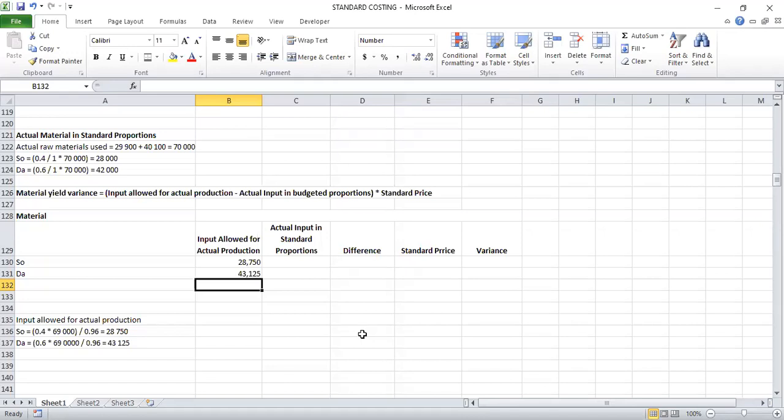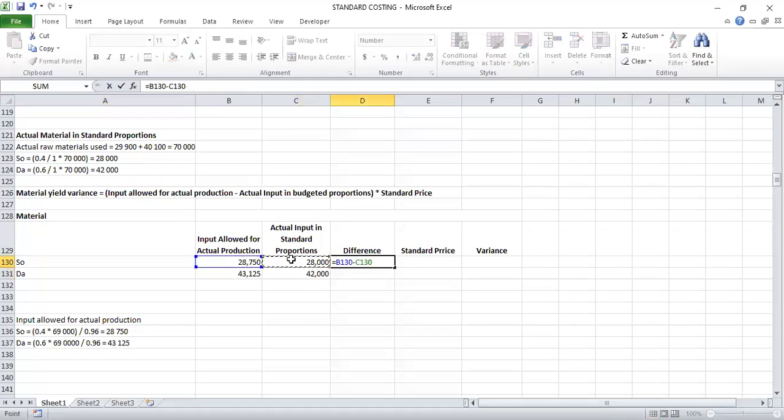Any questions there? So we would say the actual input in standard proportions is this one here that we calculated, the 20,000 and the 42,000. That's the actual material in standard proportions. Then the difference: they were supposed to use 28,750, but they only used 28,000.